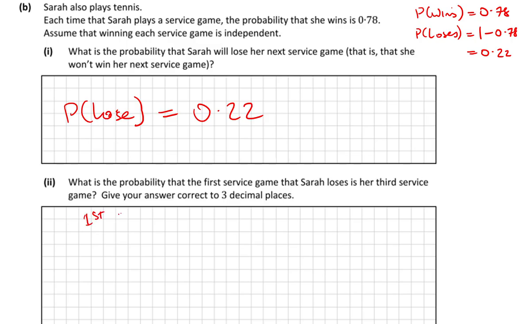So, first game. Second game. Third game.